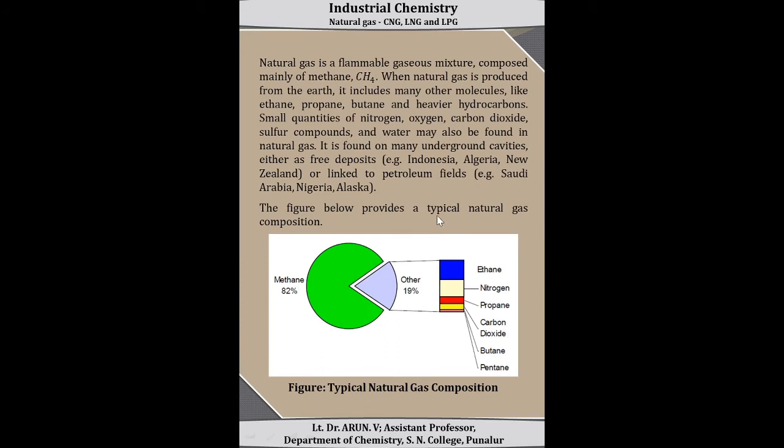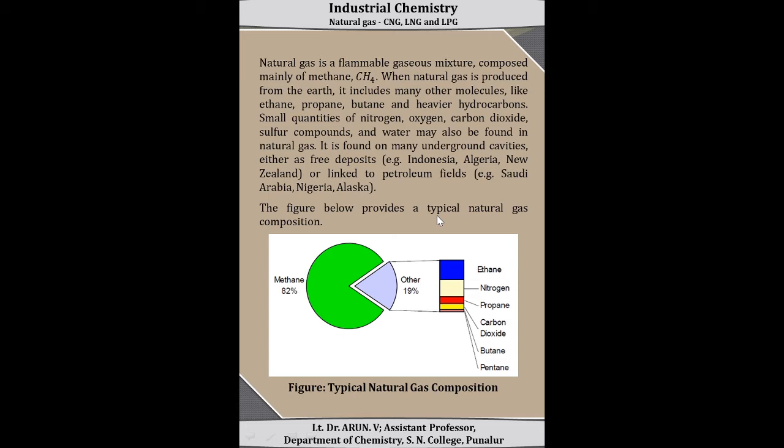Natural gas is a flammable gaseous mixture composed mainly of methane, that is CH4. When natural gas is produced from the earth, it includes many other molecules like ethane, propane, butane and heavier hydrocarbons, and small quantities of nitrogen, oxygen, carbon dioxide, sulfur compounds and water may also be found in the natural gas.